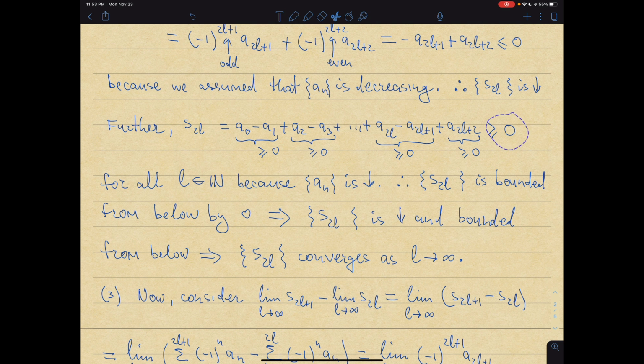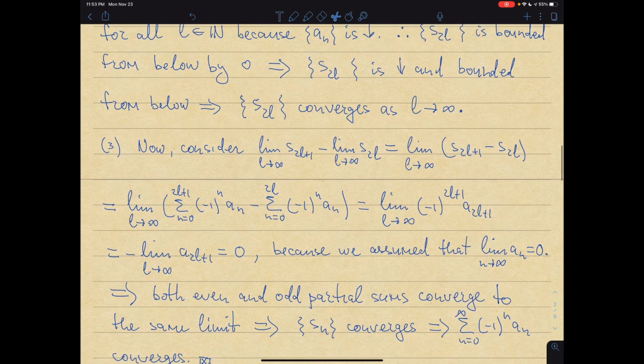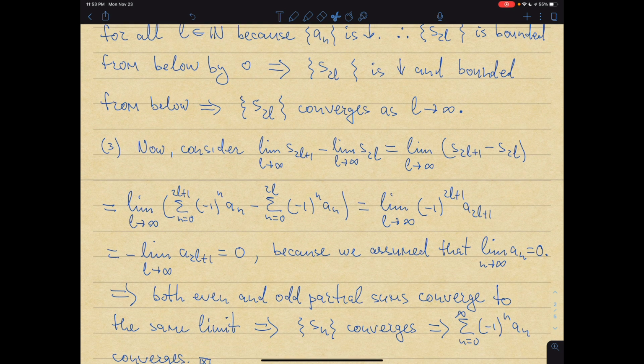So the subsequence of all odd partial sums converges, the subsequence of all even partial sums converges. But we have a question: what is the relationship between the limits of these two subsequences? Because if the limits are different, then the series cannot converge. Then the sequence of partial sums cannot converge. All right, so to see what the difference between the limits is going to be, let's just compute it.